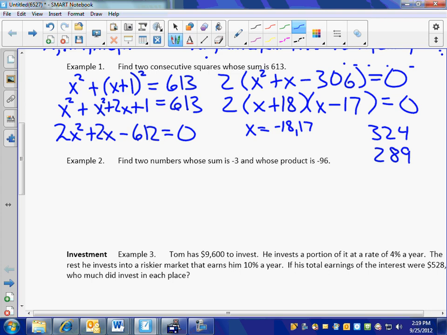289. So those are two consecutive squares, 289 and 324. We plugged in negative 18, and we come up with those two. If we plug in 17, watch what happens. What's 17 squared? 289, and then 17 plus 1 is 18. Squared is 324. So these are your answers right there.